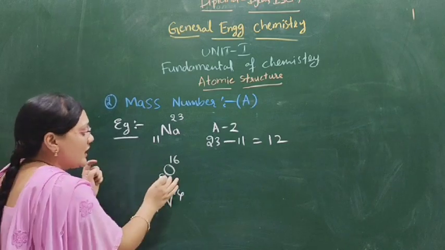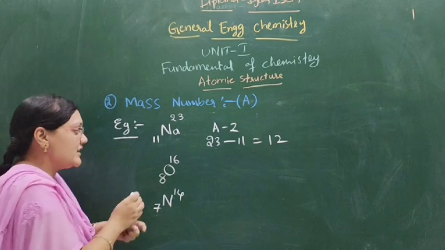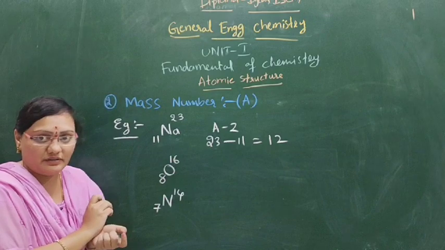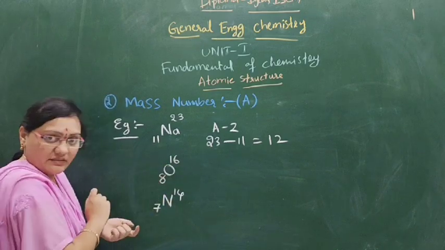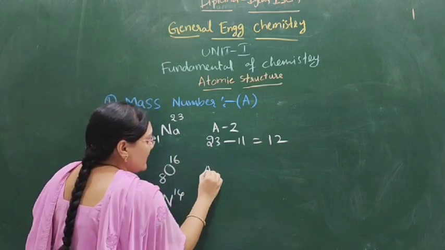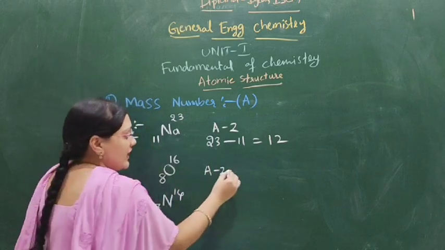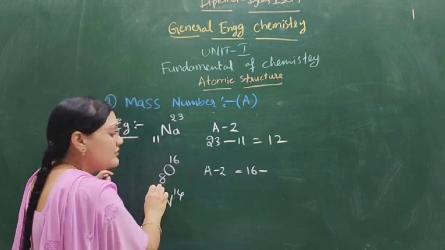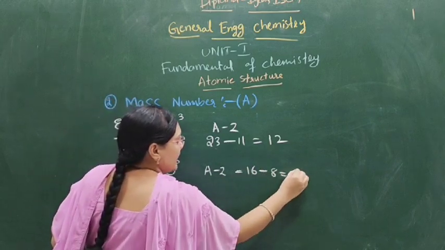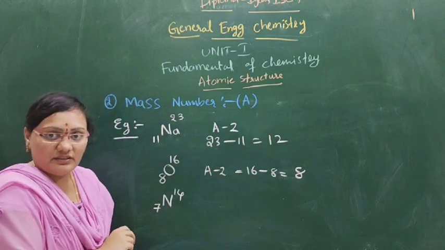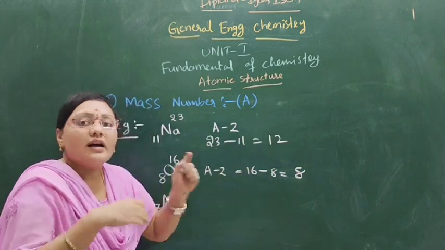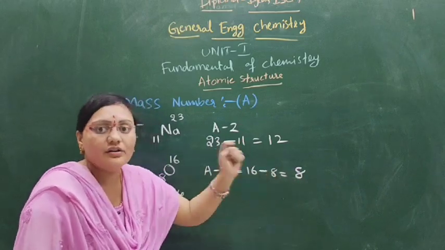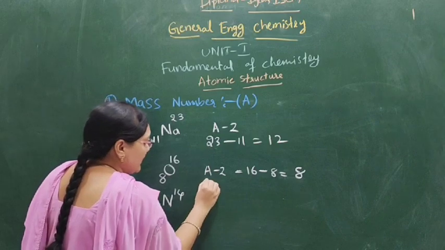For example, oxygen. This is the atomic number, this is the mass number. This is A, this is Z. The formula is A minus Z. The mass number is 16 and the atomic number is 8. The number of electrons or protons is 8 and the number of neutrons is also 8.